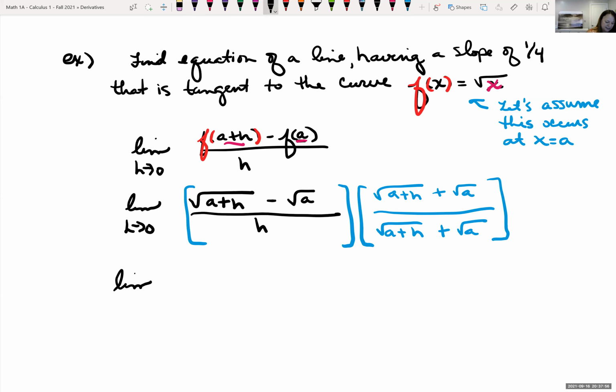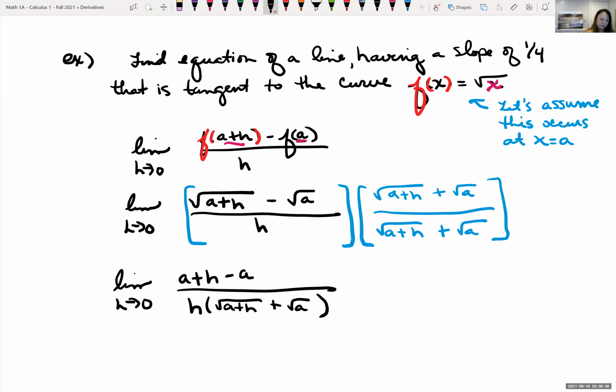And so since that's a difference of squares, when we take the square of the first term, the square root of a plus h, that just gives us a plus h, minus the square of our second term, the square root of a quantity squared, which is a, all over h. I'm not going to distribute this. I'm just going to leave it as the square root of a plus h, and then plus the square root of a.